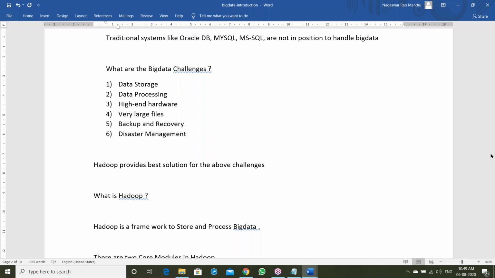In case of RAID, suppose a RAID disk failed, no problem. You can take the backup. RAID disk data can be recovered, but the complete disk cannot be recovered.